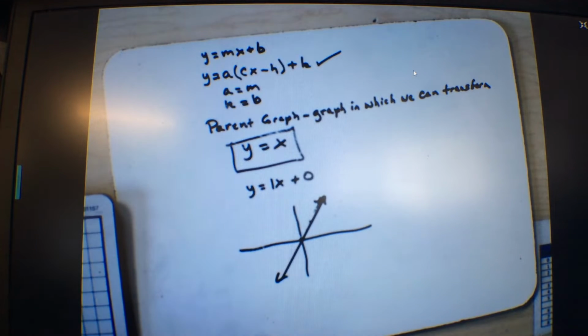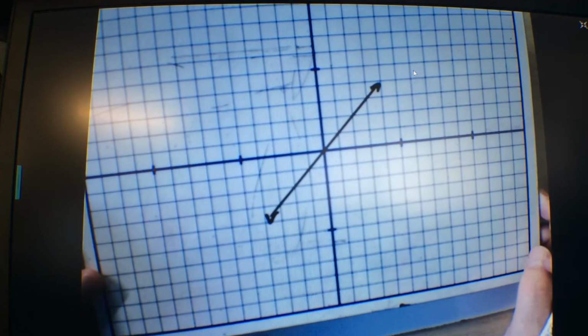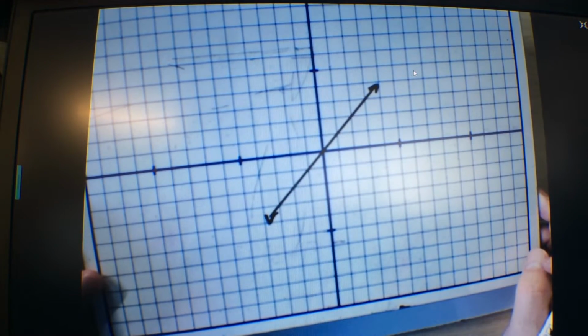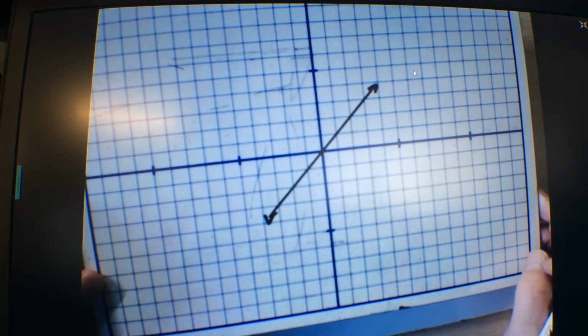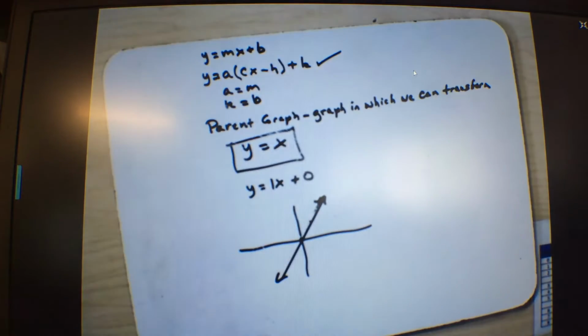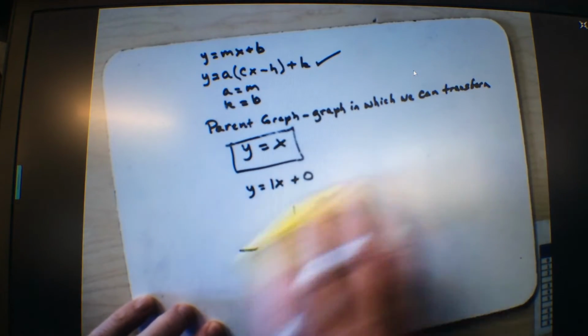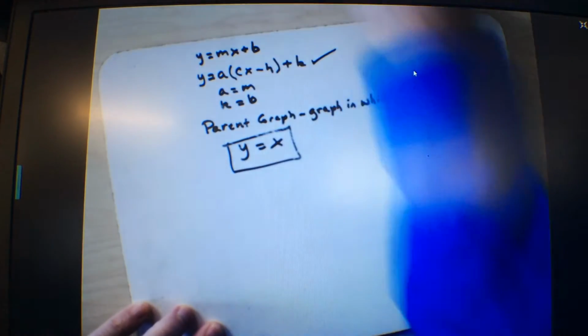This is our parent graph. Right here. See what it looks like? That's our parent graph. Any questions? Okay, I'll bring it back in a minute. All right? So, remember that I'm going to erase this. This is our parent graph, y equals x.